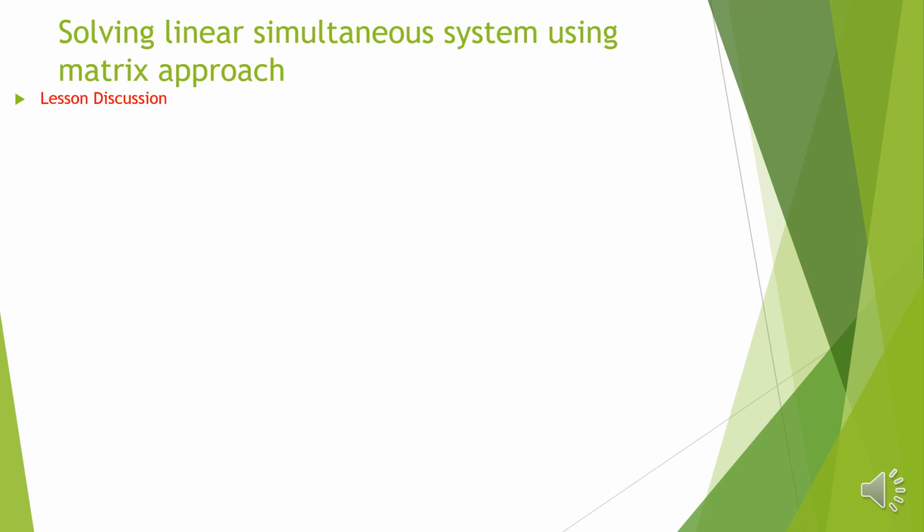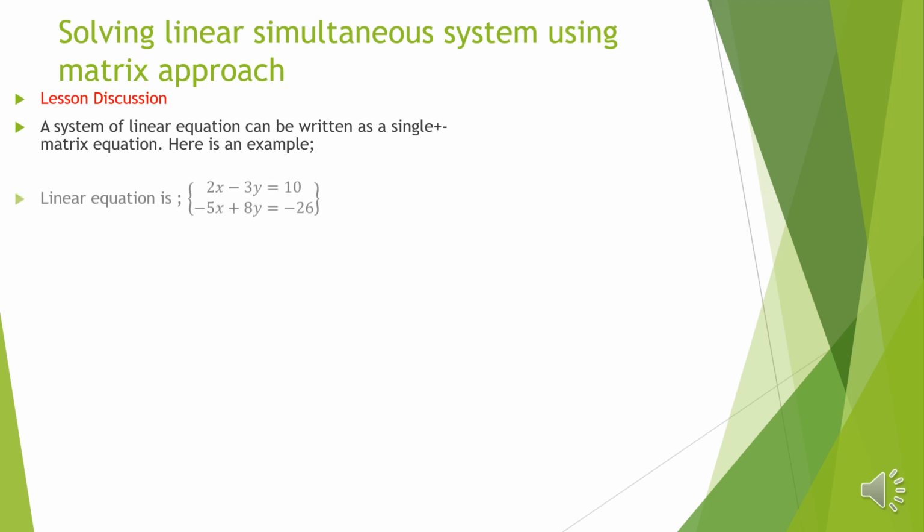Under this discussion, I'm trying to define what a linear equation is and how to convert that linear equation to a matrix equation for easy solving. So a system of linear equations can be written as a single matrix equation. Look at this, there is an example provided. The linear equations will look like 2x minus 3y equals 10, negative 5x plus 8y equals negative 26. That pair of linear equations, we refer to them as simultaneous equations.